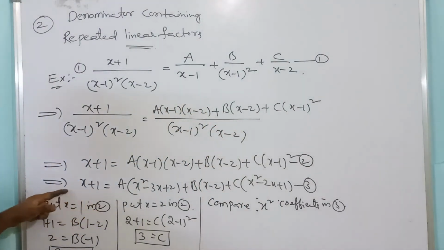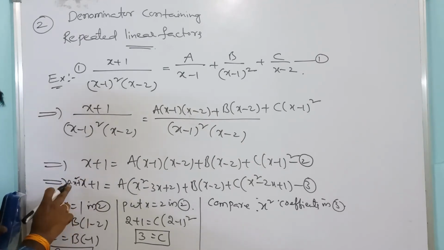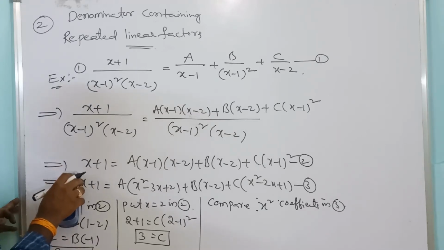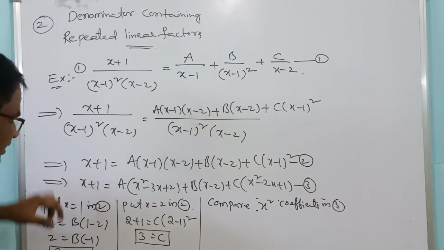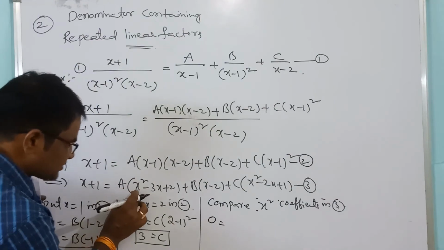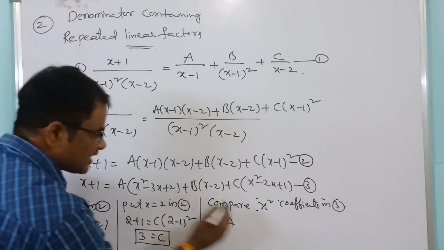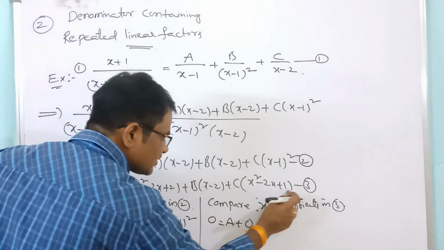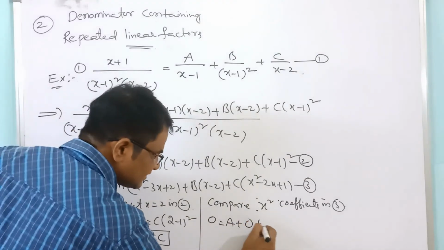Now observe the left side. Is there any x square coefficient? The x square coefficient is not there, which means you can take it as 0, because 0 into x square is 0 only. So the left side x square coefficient is 0. And on the right side, a into x square gives a. Here b into, is there any x square coefficient in this one? Not there, 0. Is there any x square coefficient here? The x square coefficient is 1, here 1 into c.